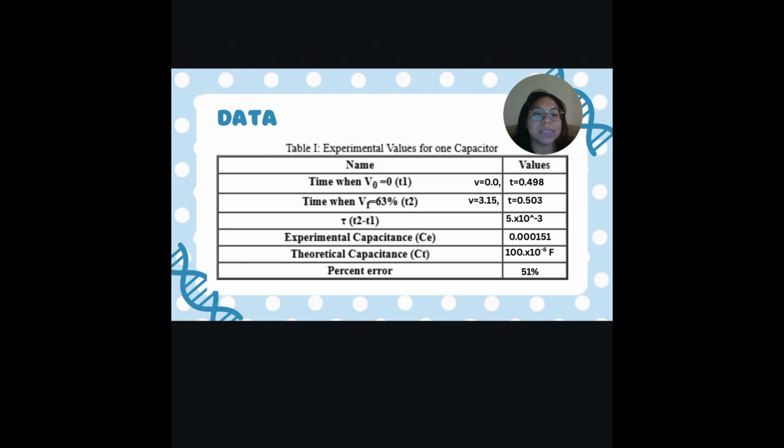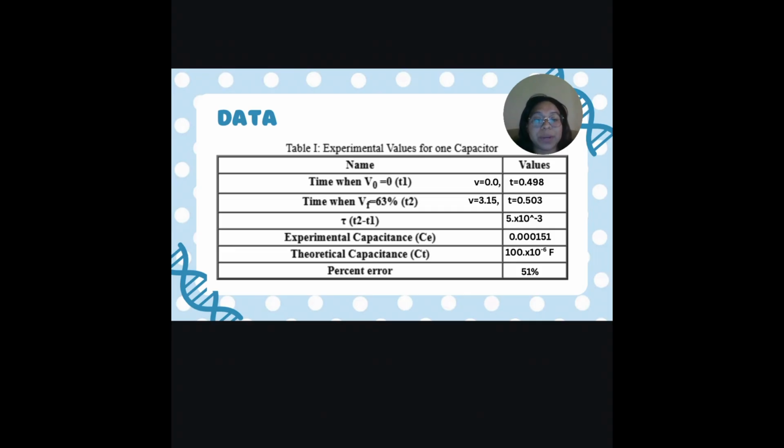So this is Lab 6, Table 1, which is our experimental values for one capacitor. Again, from our graph and using the point system, we were able to see our voltage at 0. Our time was 0.498. When our voltage was at 63%, which is 3.15, our time was 0.503. From there, we found our experimental time constant, which is our T2 minus our T1. And for that value, we got 0.005.